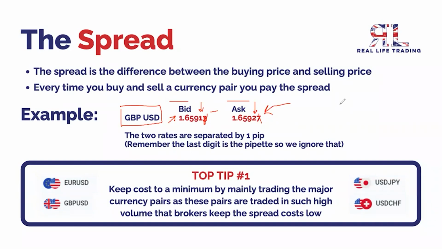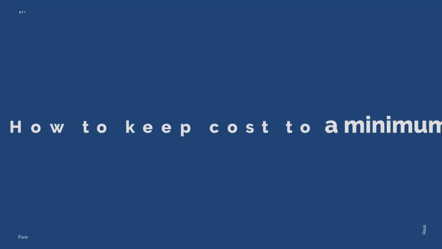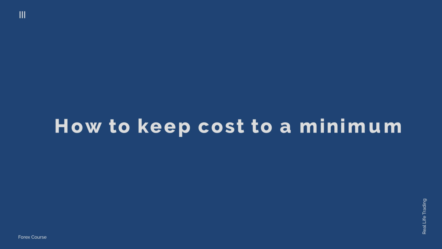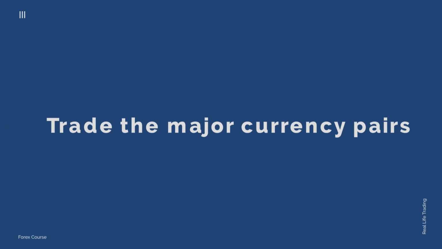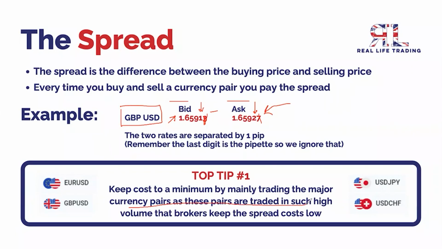Cool. Lots of yeses. Brilliant. So how do we keep cost to a minimum when trading the pip? One top tip that I have: just trade the major currency pairs. And why is that? The major currency pairs are traded in such high volume that your brokers will keep the cost low because they're trying to get as many trades as they can on that.